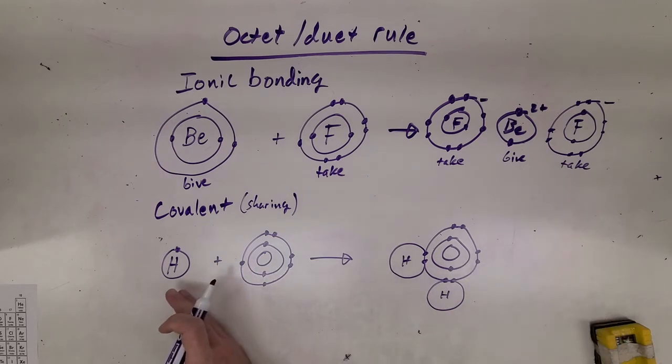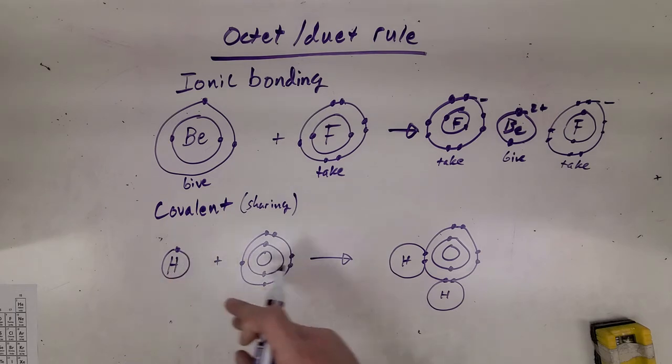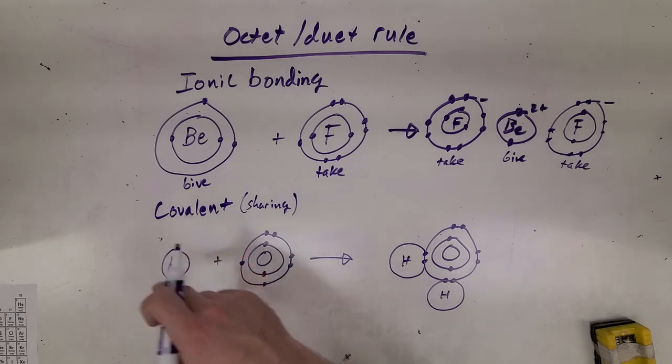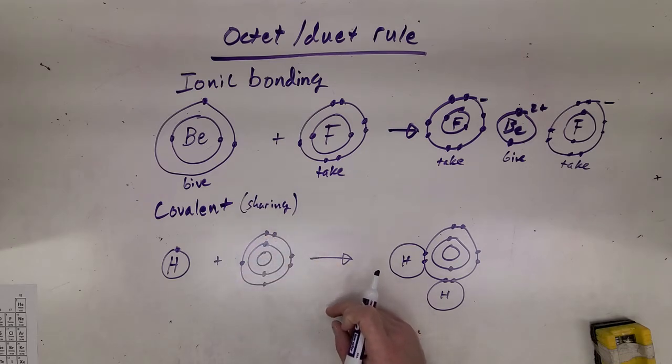So say we have hydrogen and oxygen combining to make water. You would have that 1 hydrogen there that can only accept 1 electron, and that oxygen with 6 electrons.